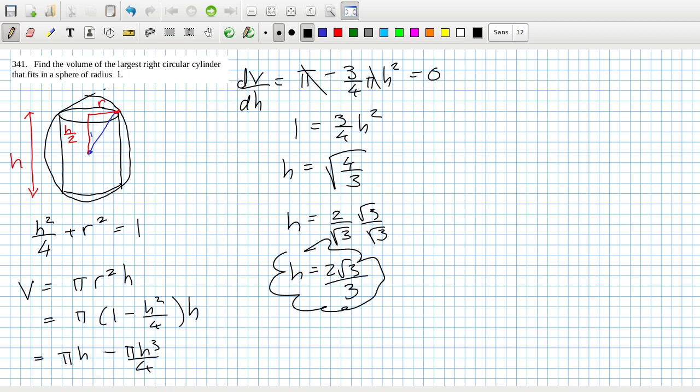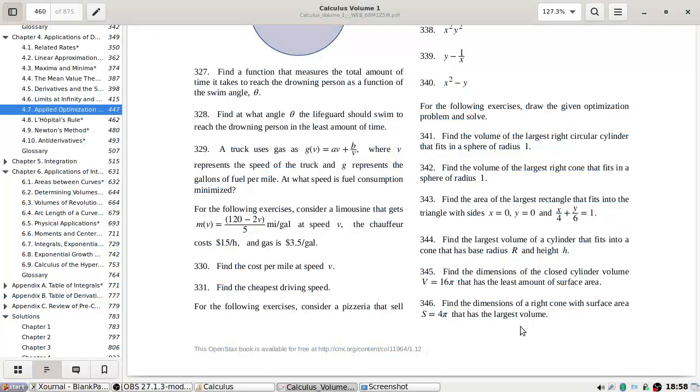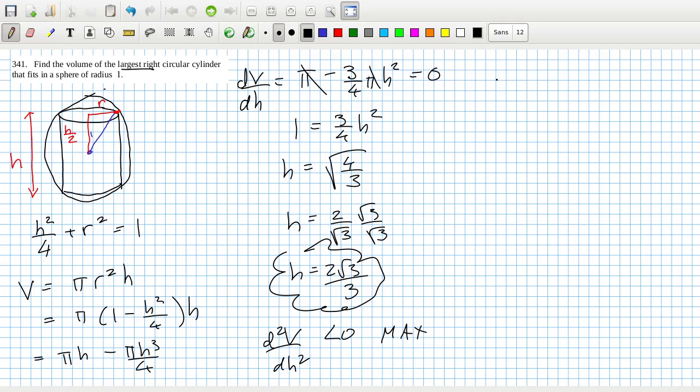Now we can check that that is the largest. So the second derivative is negative, which makes it a max. Boundary conditions don't quite make sense here, like h is 0, so I don't think there's any point in checking the boundary conditions. Let's see the answer at the back. Hopefully we are, oh no, we want the volume. So not quite finished yet.